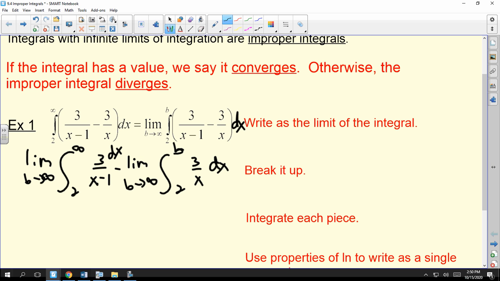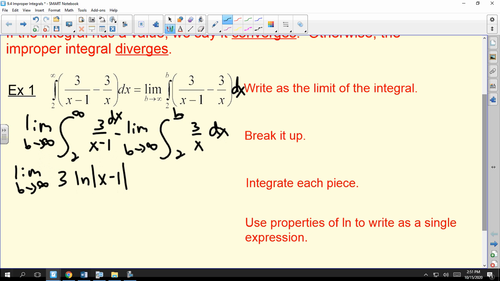Integrate each piece. So we've got the limit as b approaches infinity of 3 ln of the absolute value of x minus 1, evaluated from 2 to b, and then minus 3 ln of the absolute value of x, with our evaluation from 2 to b here. So we get the limit as b approaches infinity of 3 ln of x minus 1 minus 3 ln of x. We're going to want to use the properties of the natural log to write this as a single expression.